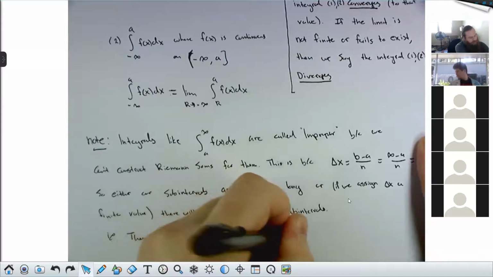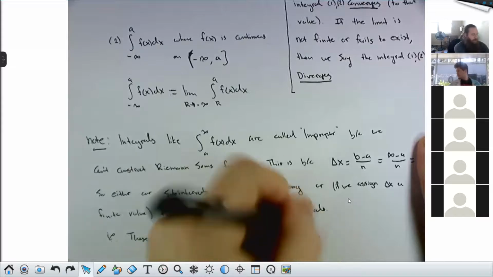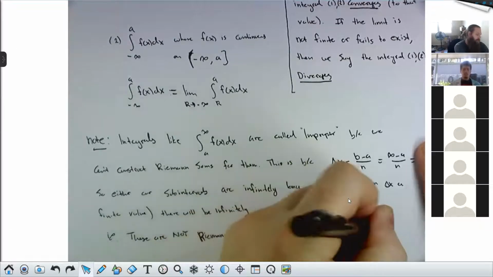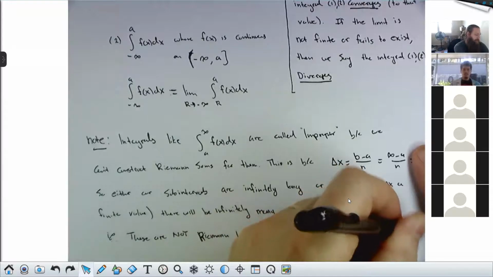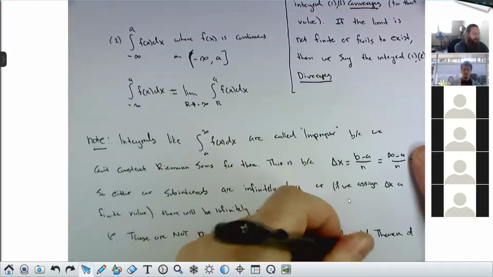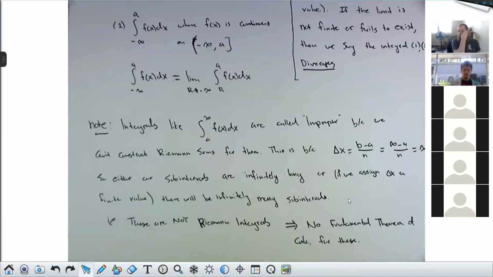And that means there's no fundamental theorem of calculus for these. And that's a problem because the fundamental theorem of calculus is the tool that we use to evaluate all of our definite integrals, right? We find an antiderivative, we plug in the endpoints. That is FTC2. The fact that you can evaluate a definite integral by finding an antiderivative and then plugging in a and b and subtracting them in the right order, that is FTC2.